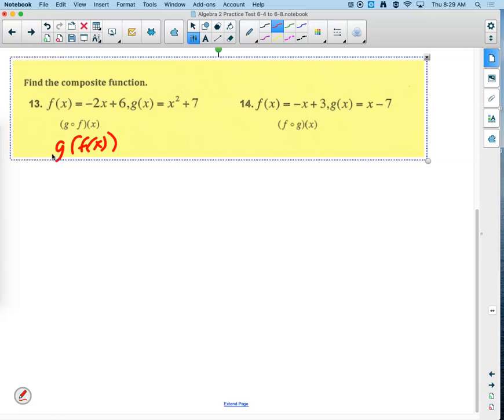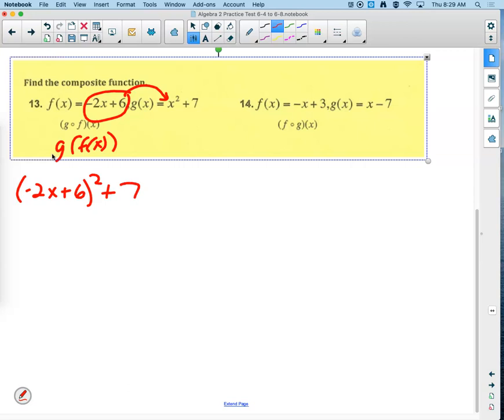Now, this is where we have to put one function inside another function. And the parentheses tell us that. They're saying take f of x and put it into g of x. So we have to take this and put it in the input, which would be the x. So we'll have negative 2x plus 6 squared plus 7.